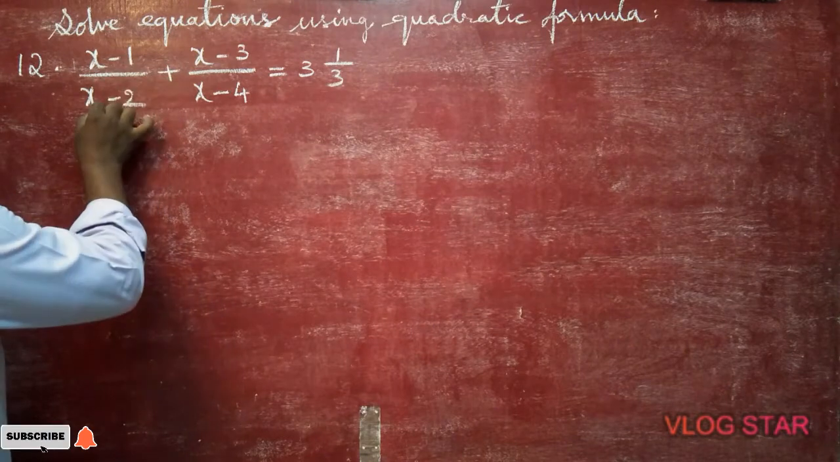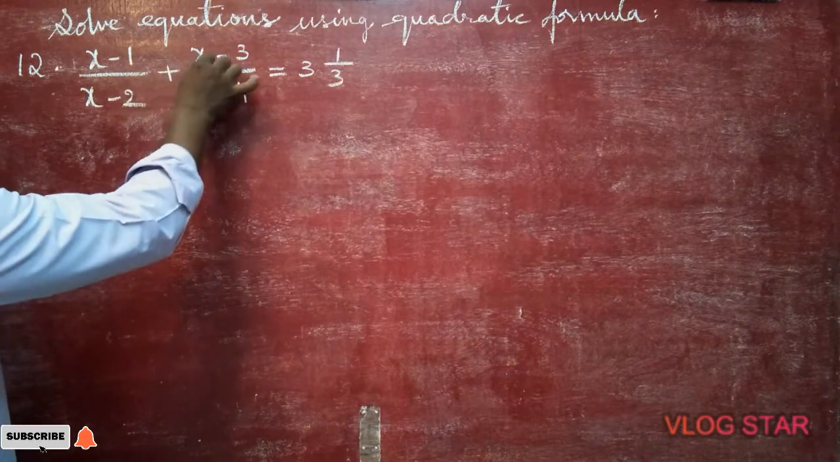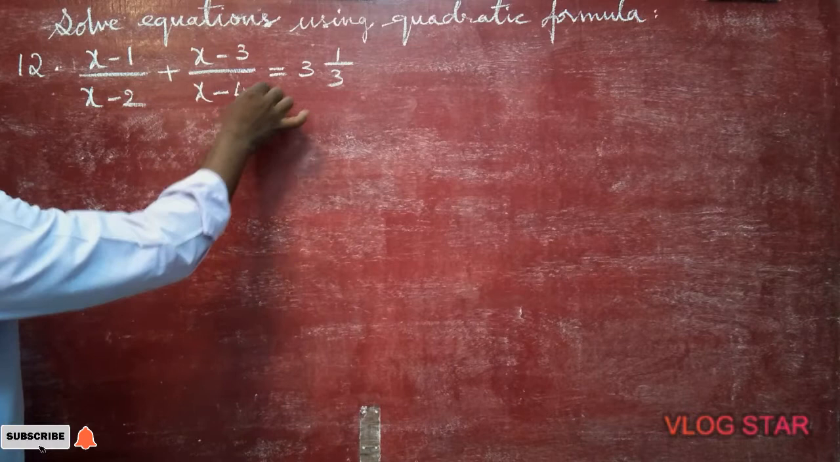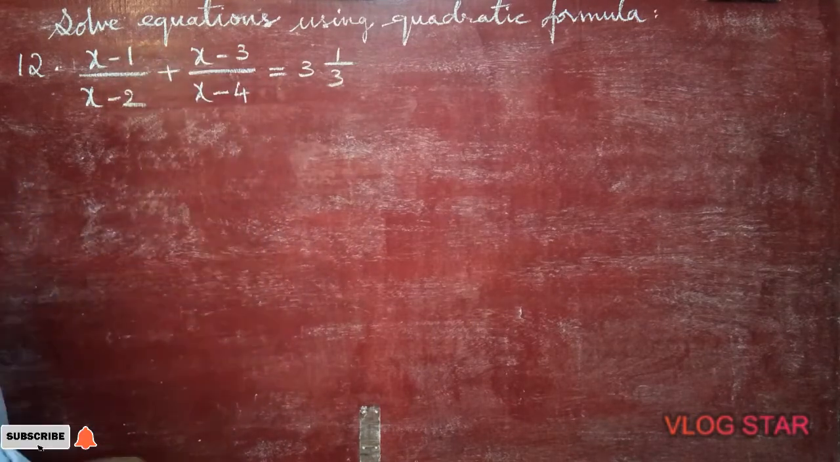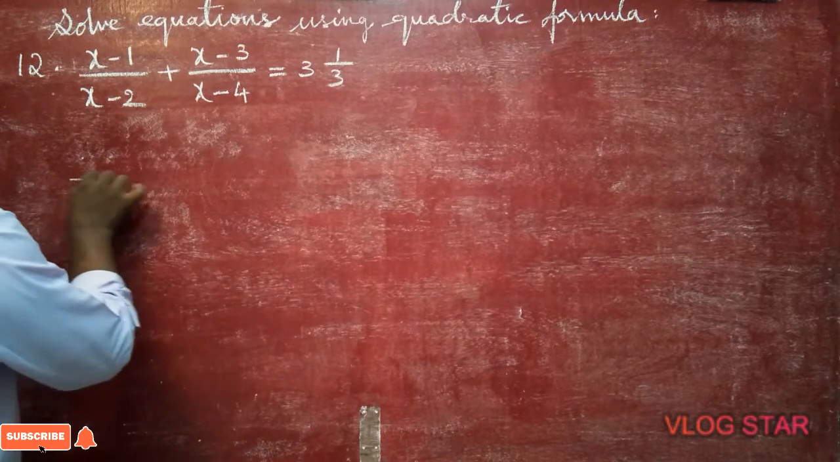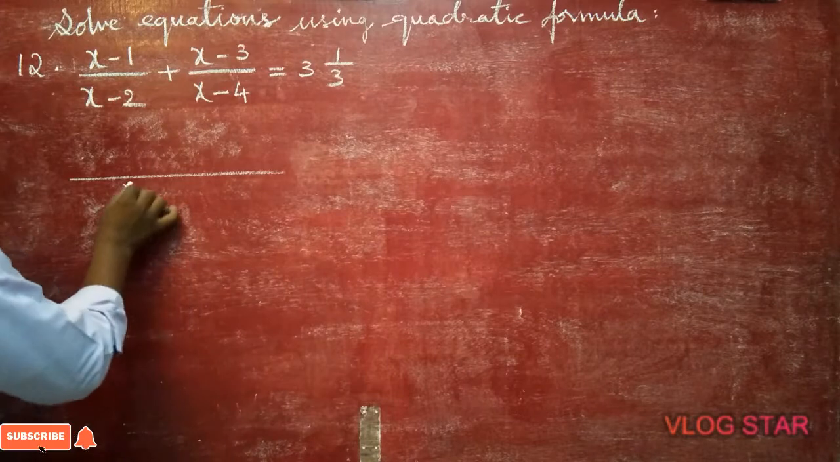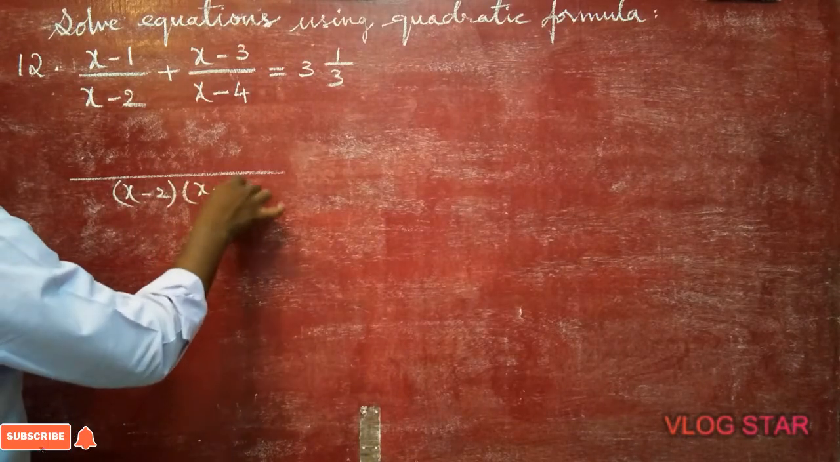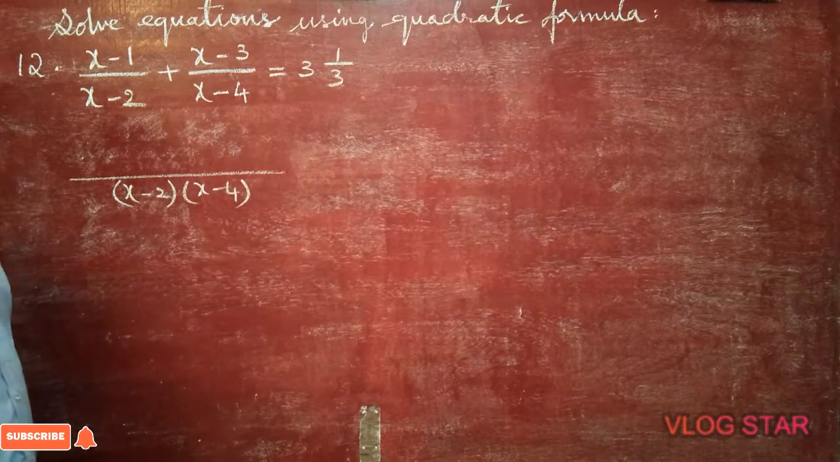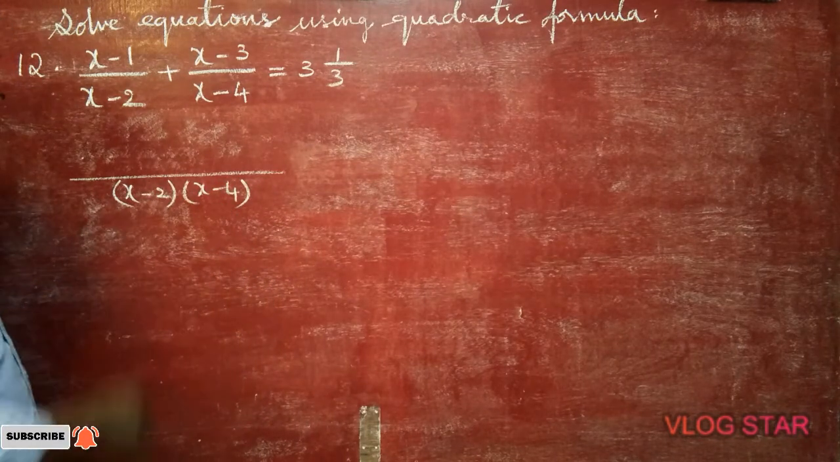(x minus 1) by (x minus 2) plus (x minus 3) by (x minus 4) is equal to 3 1 by 3. Addition of fractions. How to solve this? By the method of LCM. So what is the LCM here? For x minus 2 and x minus 4, there is no common factor. So x minus 2 into x minus 4.